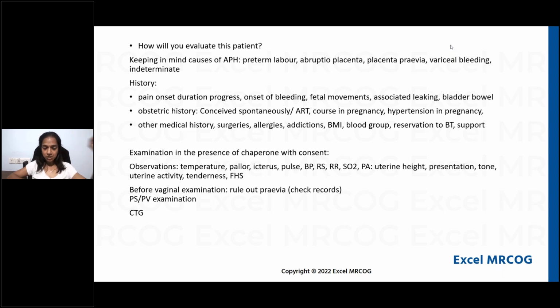Observations would be temperature, pallor, icterus, pulse, blood pressure, RS examination, important, saturation, important, she's having bleeding, remember that, APH. Per abdomen, uterine height, presentation, uterine activity, all this you'll need to assess, whether there is any tenderness for the possibility of abruption, and the fetal heart sounds.